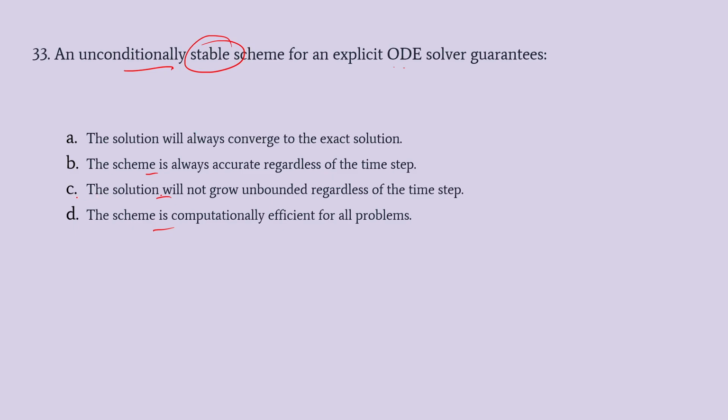Our answer is option C, that a stable scheme will not allow the errors to grow unbounded. So our answer is option C.